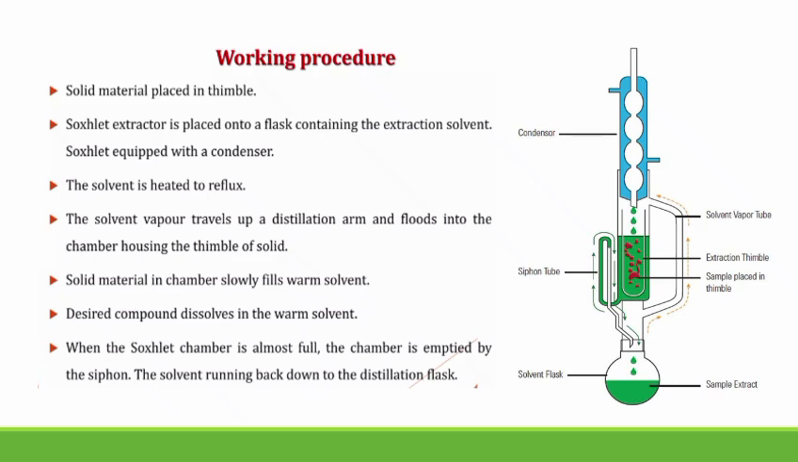Above the percolator there is a condenser, where the water gets in through the inlet, and there is a water outlet. So what is the working procedure? First we have to set up the extractor. First is our round bottom flask, then we keep our percolator, then above that we fix our reflux condenser. In the round bottom flask we take the solvent, and the flask is kept on the heating mantle.